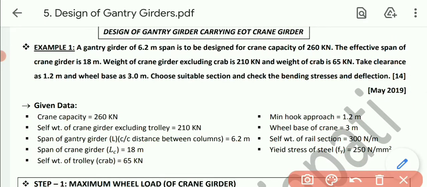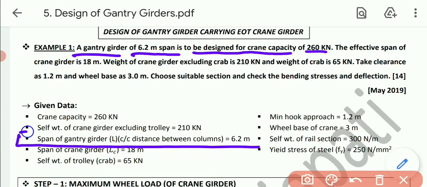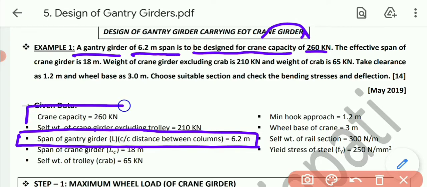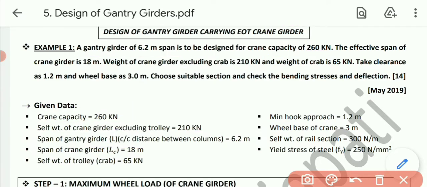See, example number 1. Let's see the data. A gantry girder of 6.2 meter span is to be designed for the crane capacity of 260 kilonewton. So a gantry girder is there of the span 6.2 meter, designed for the crane capacity of 260 kilonewton. So crane capacity is given to us as 260 kilonewton.